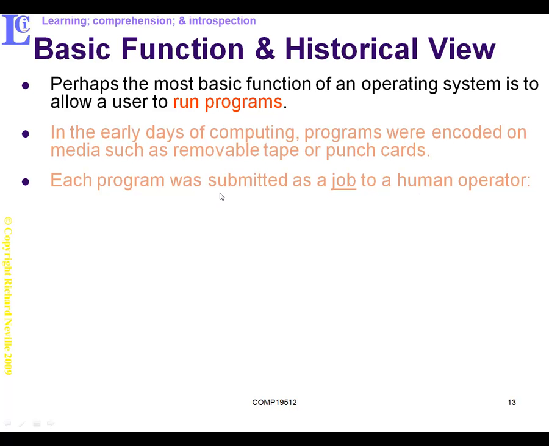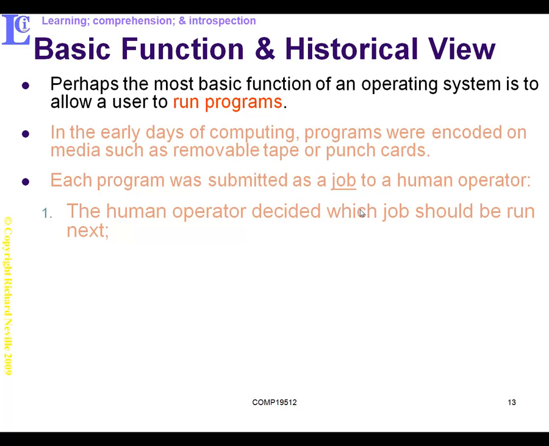So this was called submitting a job, which was a program to run on a big computer. So what did the operator do, which became the operating system? Well, the human operator first had to decide which job ran next. So he had to schedule it, or decide which to put in the machine to run. So that was the first thing he had to do.